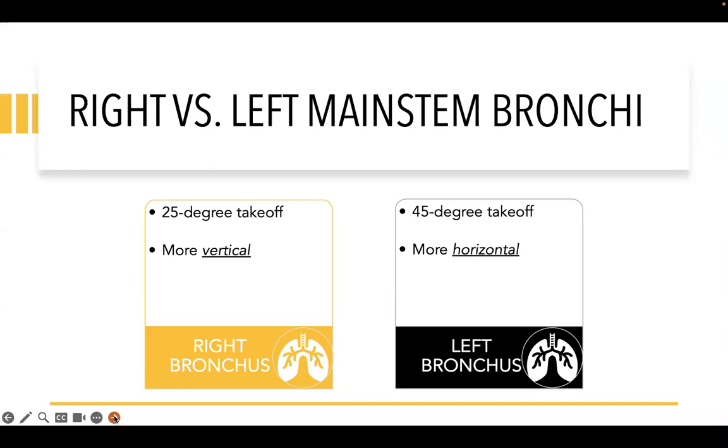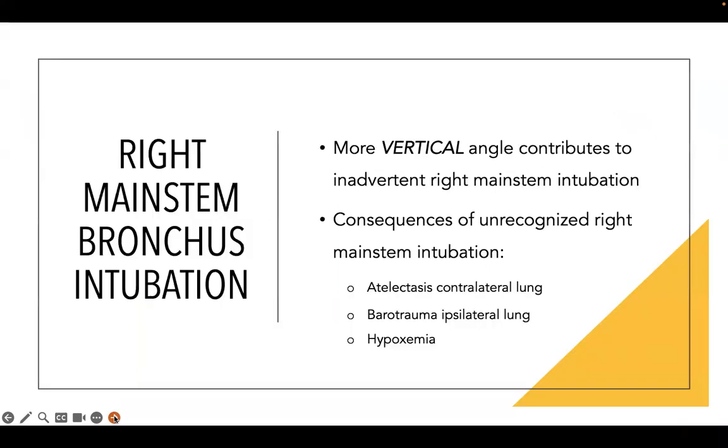From the carina, the right bronchus branches off at a more vertical 25-degree angle, and the left bronchus branches off at a more horizontal 45-degree angle. The more vertical angle of the right bronchus contributes to right mainstem bronchus intubation. Unrecognized bronchial intubation may lead to atelectasis of the contralateral lung, barotrauma of the ipsilateral lung, and hypoxemia.